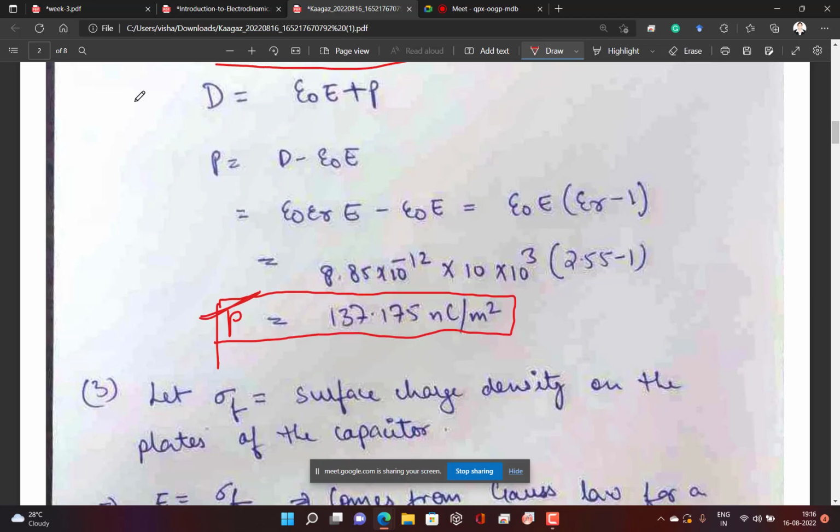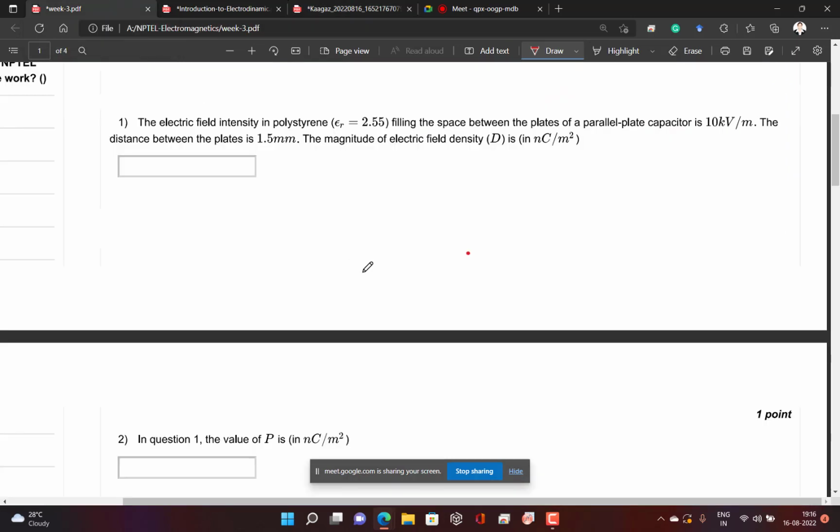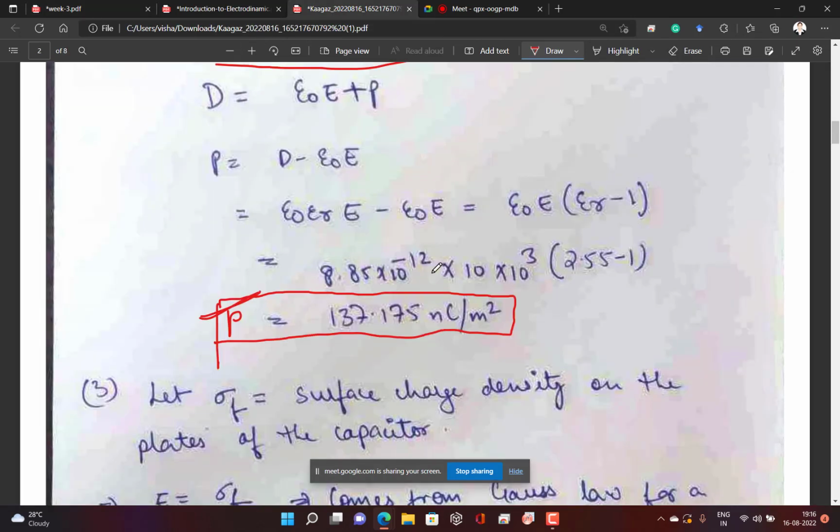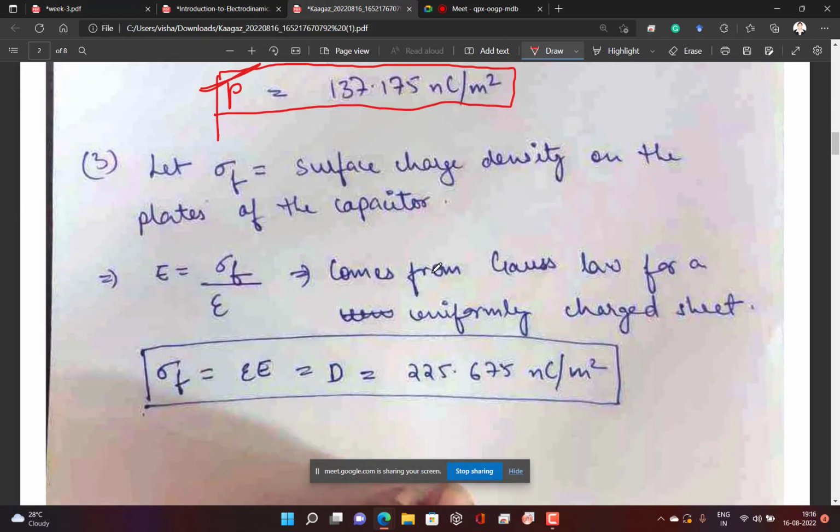Okay, so then let's go ahead. Question 1, the surface charge density of free charge on the plates is. So the surface charge density on the plates of the capacitor will be, electric field intensity E equals surface charge density upon epsilon. It comes from Gauss law for a uniformly charged sheet.